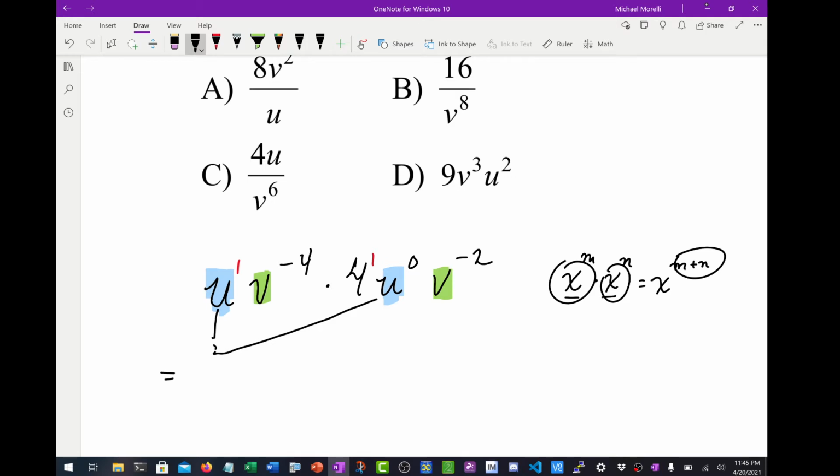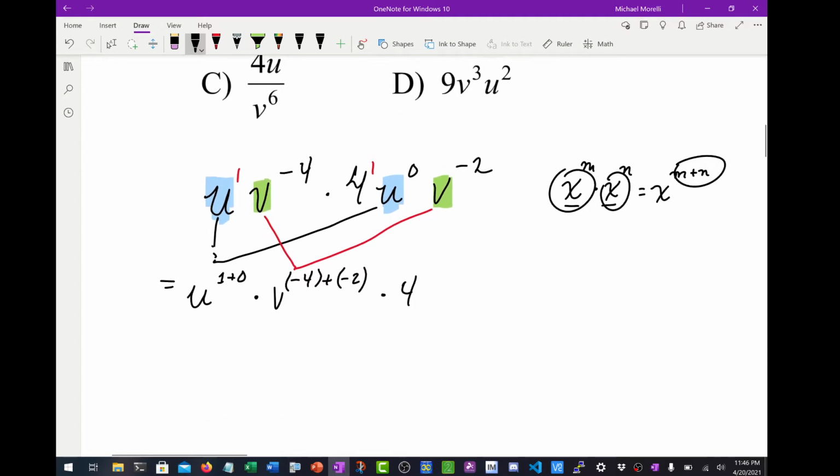So this is going to be u raised to the power of 1 plus 0. That seems like a superfluous thing to write, but it's important that we understand what's going on in terms of the properties. And then let's do the v's. Okay. Now I've got v, so there's a multiplication symbol that's understood here. V raised to the power of negative 4 plus negative 2, right? So negative 4 plus negative 2. And then don't forget about the constant term 4, so we just multiply that there at the end.